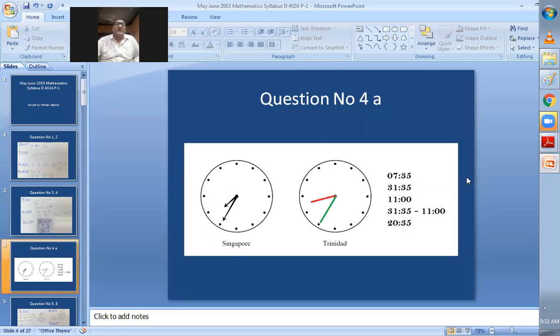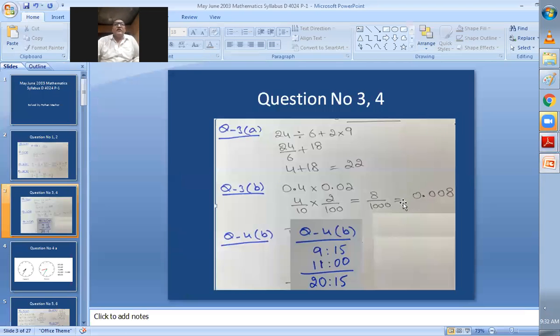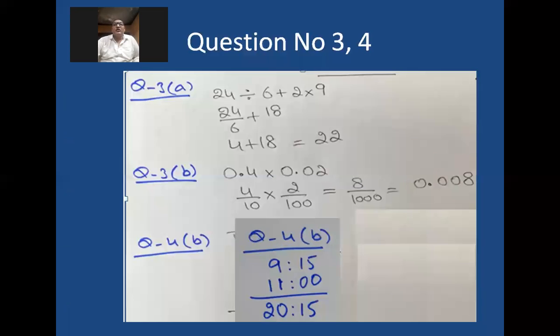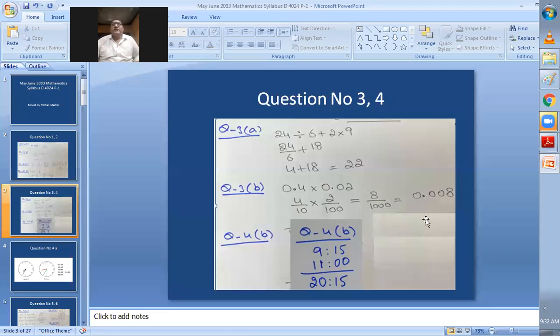Let me show you my work. Okay, so here we go. Question number 4, B part is showing up on your screen. So 9:15, I will add 11 hours to it, so I will have 20:15. So the time in Singapore will be 20:15 at that moment, because the time of Singapore is 11 hours ahead of Trinidad local time. Okay, so this was question number 4. Let's move to the next part.